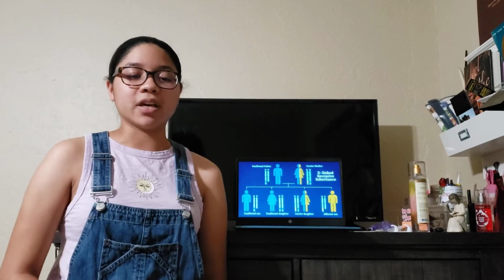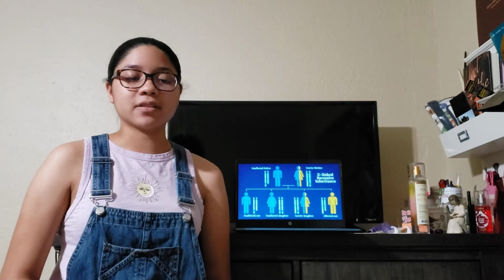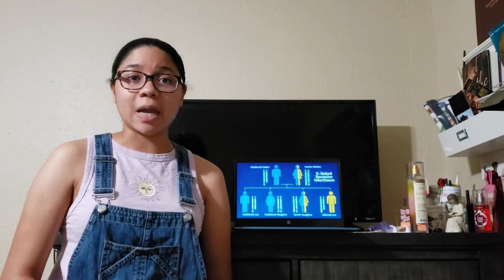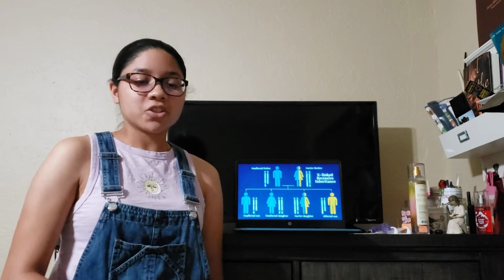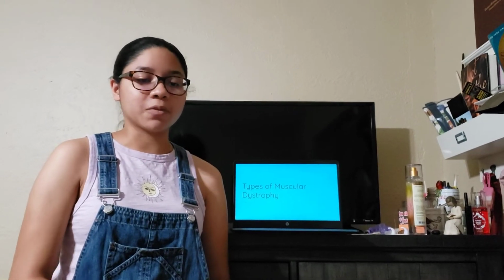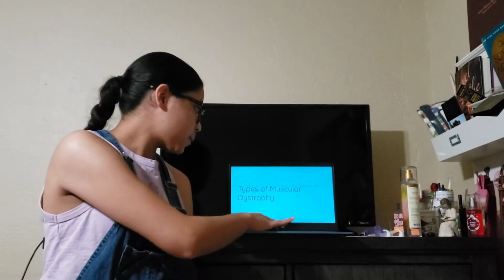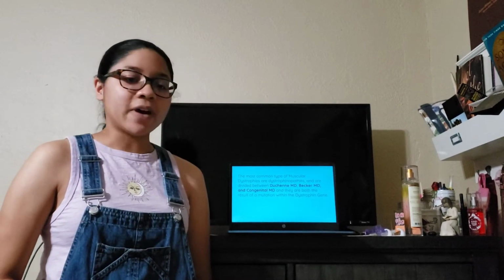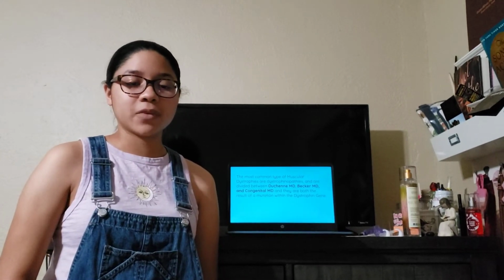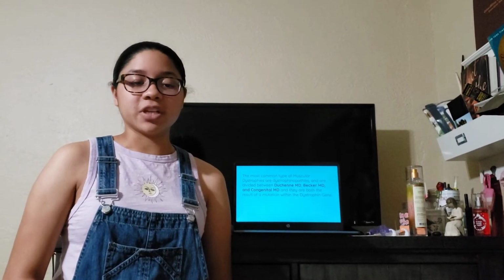Now that you have a better idea of what muscular dystrophy is, what causes it, and who it typically affects, let's move on to the different types of muscular dystrophies. Just like any other disease, muscular dystrophy has many forms that affect many people in many different ways. But the most common types of muscular dystrophy are dystrophinopathies, and they are divided between Duchenne MD, Becker MD, and congenital MD. And they are all the result of a mutation within the dystrophin gene.